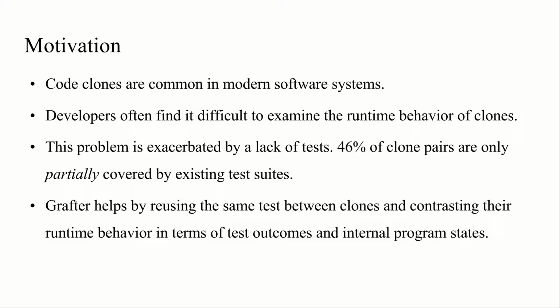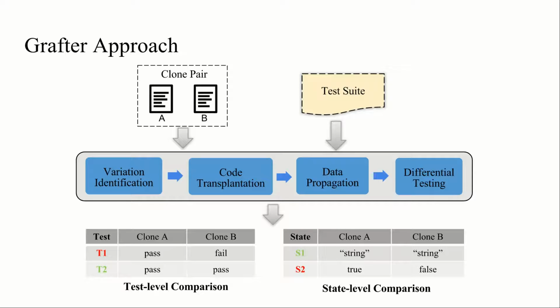Grafter addresses this problem by automatically reusing test cases via code transplantation and compare their runtime behavior using fine-grained differential testing. The core of Grafter is the code transplantation process. Clones may have variations in the variable names, types, and method calls, which may cause compilation errors during code transplantation. So Grafter takes 4 steps to address these variations and resolve compilation errors.